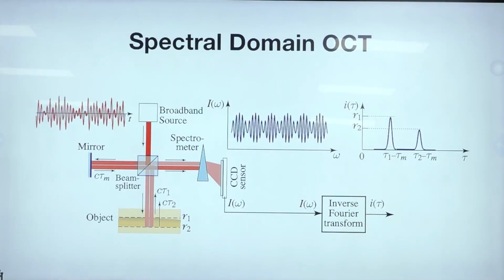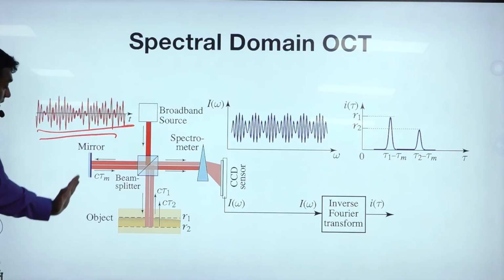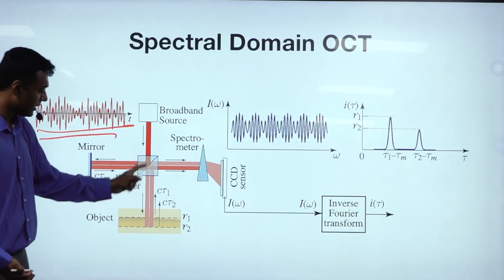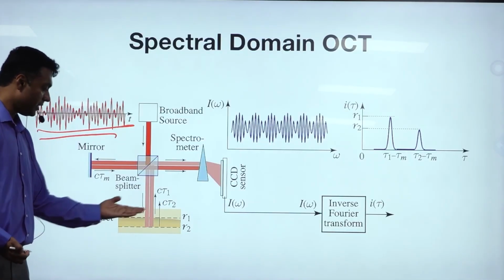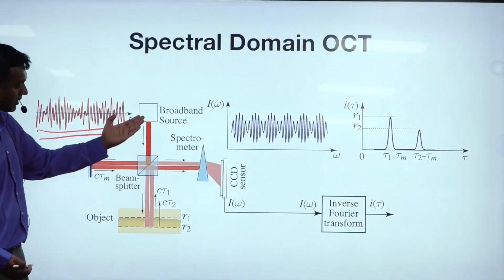So here is how this instrument is constructed. You have a broadband source of light. The source, at least in this version, is exactly the same as before. You have not just one wavelength, but multiple wavelengths incident. It goes through a beam splitter, and to a mirror. This time the mirror is fixed. It's not moving. It also goes to the sample. There are multiple layers inside the sample. Each layer reflects or scatters back some light.